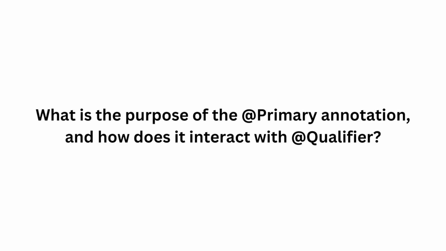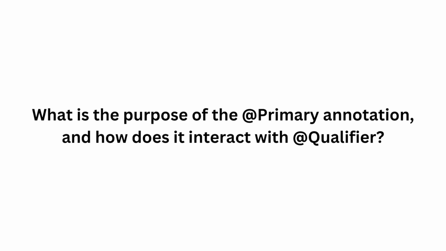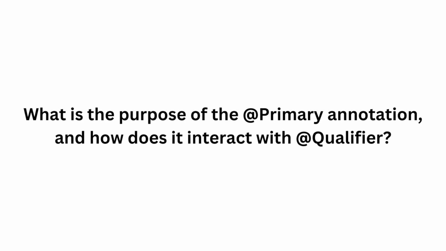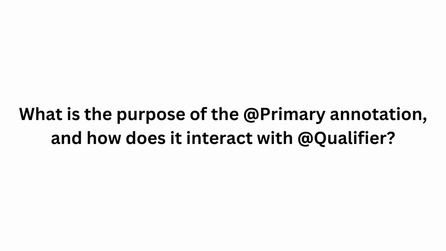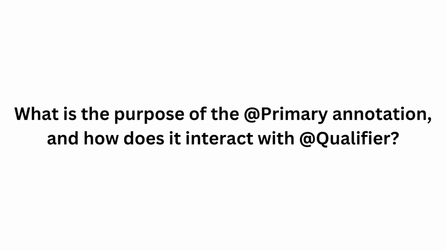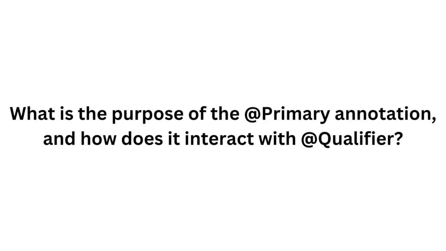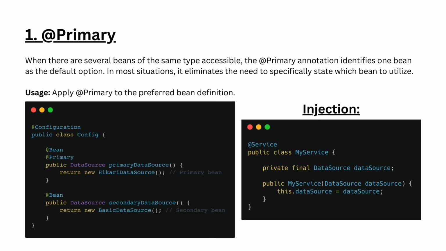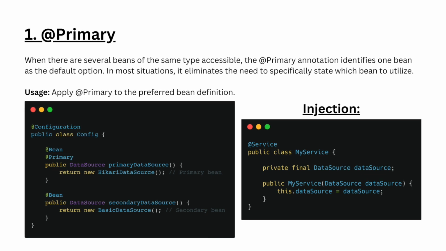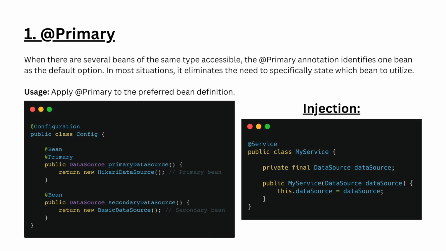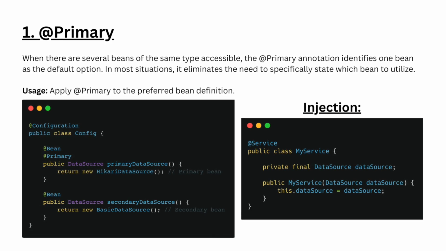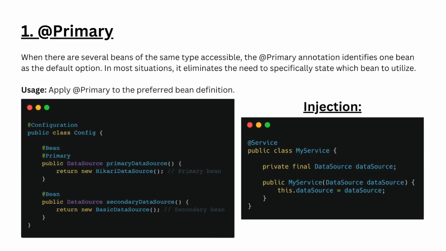The second question is, what is the purpose of the Primary annotation? How does it interact with Qualifier? Primary and Qualifier annotations are used to resolve ambiguity when multiple beans of the same type exist in the application context. The Primary annotation designates a bean as the default choice when multiple beans of the same type are available. This reduces the need for explicitly specifying which bean to use in most cases.